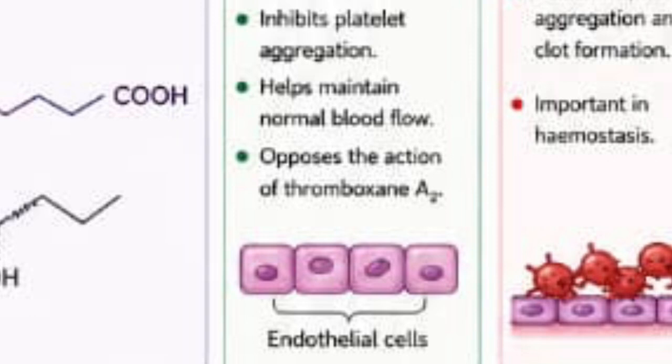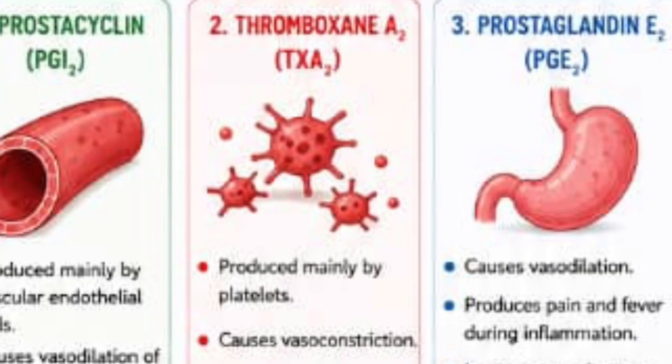Take for instance, there's an increase in blood pressure. When prostacyclin is released, what happens? It vasodilates the blood vessel, dropping the blood pressure. And their work is to oppose thromboxane A2. Thromboxane A2 helps in vasoconstriction and in platelet aggregation, so prostacyclin counteracts it.